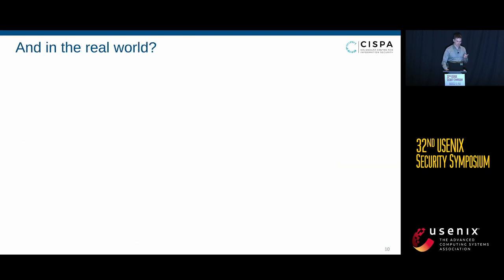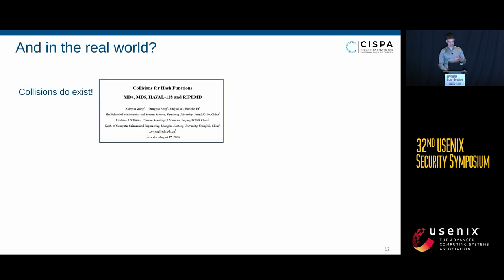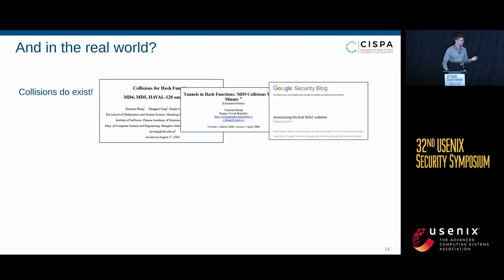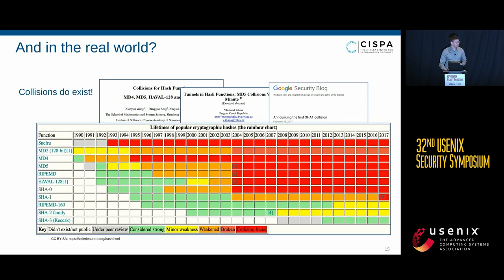But as we know, in practice, collisions do exist. We saw already that collisions over time happen to practical or widespread hash function instantiations. And you can see in this lifetime table for popular cryptographic hash functions that they often start in the green setting, which we see as strong, so we think they are good, and then they get shown as yellow or orange. They are seen as somehow weakened, and when they are red, some collisions were found.